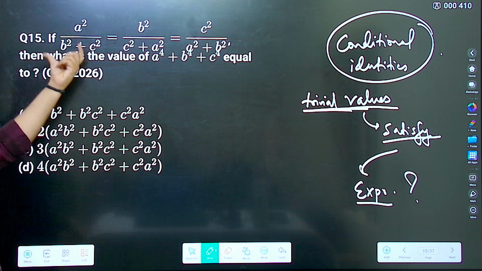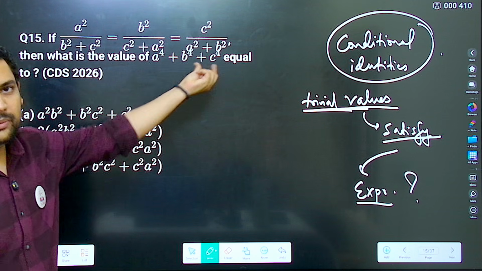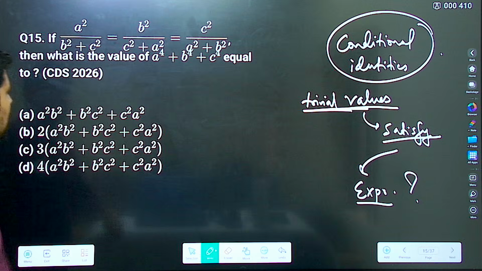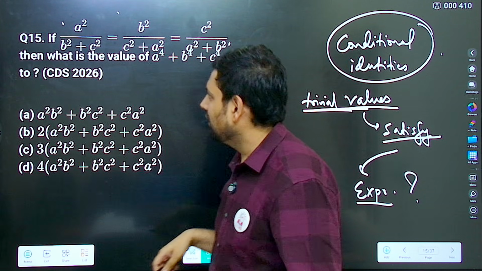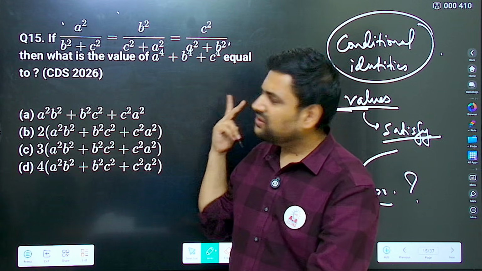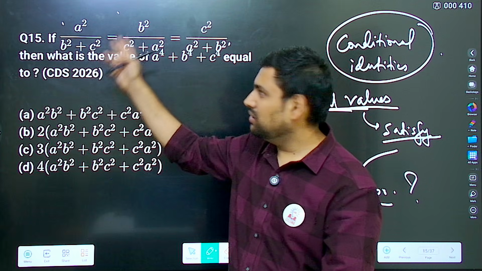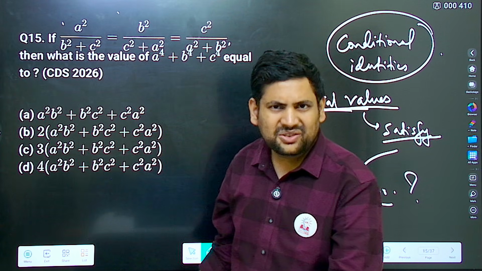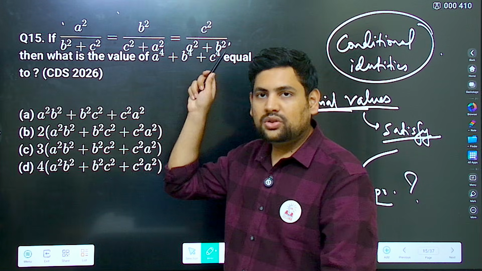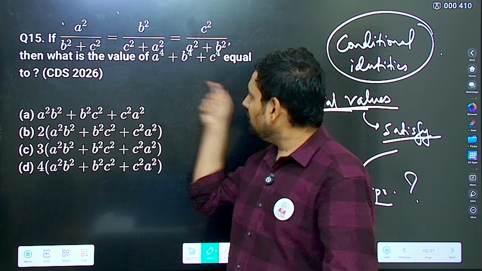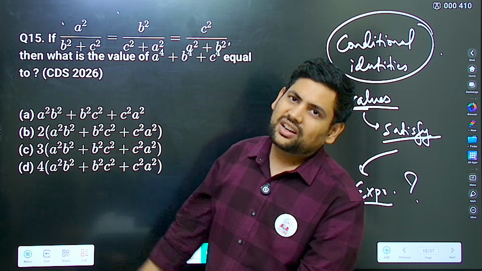You see this, a square upon this plus this is equal to this is equal to this. Then what is a power 4 plus b power 4 plus c power 4? First thing, how can I find a trivial solution that satisfies this? Can you feel if I take all of them 1, it satisfies? 1 square upon 1 square plus 1 square, 1 by 2, 1 by 2, 1 by 2. Nice. There is no problem. So only thing that you have to ensure is this should not become undefined, or the expression should also not become undefined because of it. Otherwise everything is fine.